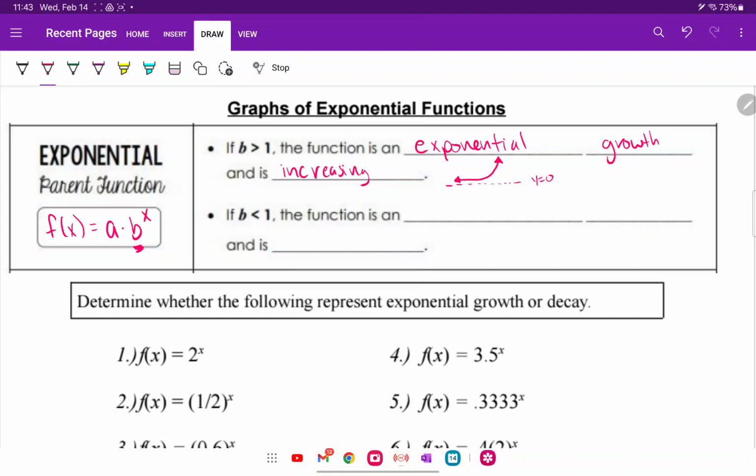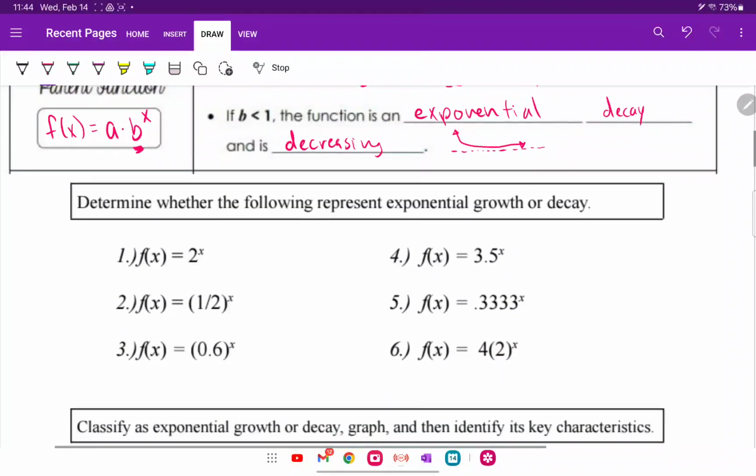Now, if that b value is less than 1, then the function is exponential decay. And from left to right, it is decreasing. So from here, it starts big and then it gets small and it kind of looks like it flattens out. And again, it's approaching that asymptote, but it will never cross or touch it. All right, so that's what exponential growth and decay look like. And again, the b value dictates that.